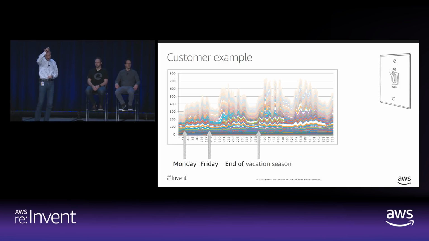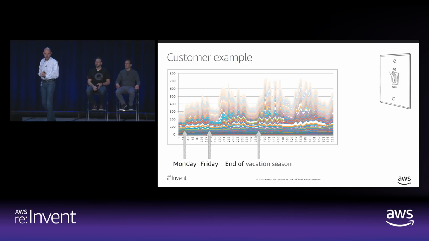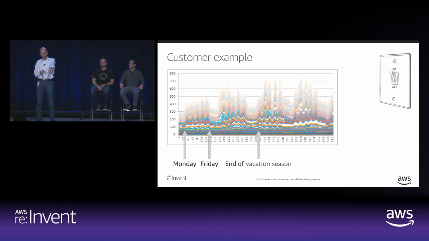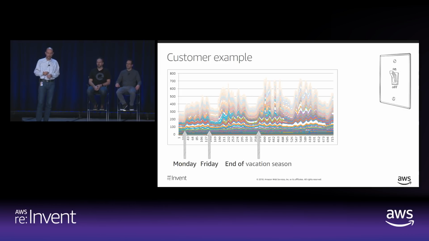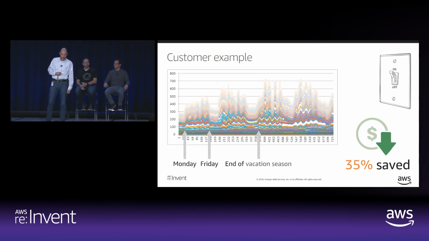So here's an example from a customer. On this graph, the y-axis shows you the amount of instances this customer is using over time, which is the x-axis. And you can see how the week plays out over time. You can see where Monday starts. You can see how Friday introduces the weekend, and then this customer is shutting down a lot of instances. You can even make out the end of the vacation season here. And in this case, this customer is saving 35% of their EC2 bill just by turning off unused instances.